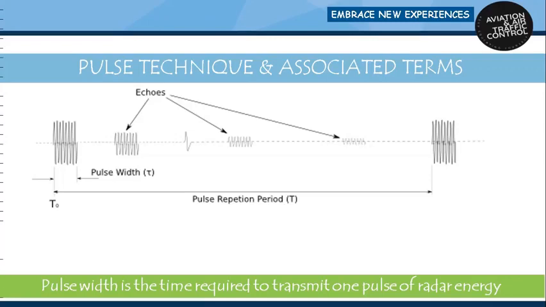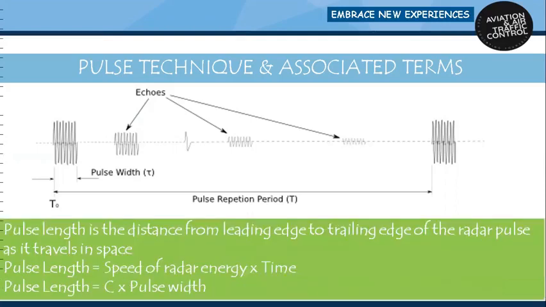Pulse width is the time required to transmit one pulse of radar energy, that is, the duration of the pulse. This represents the time the radar is transmitting. Varying the pulse width allows optimization of the radar range resolution and enhances minimum range performance. Pulse length is the distance from the leading edge to the trailing edge of the radar pulse as it travels in space. So pulse length is mathematically given by the speed of radar energy multiplied by time, which is C multiplied by pulse width.